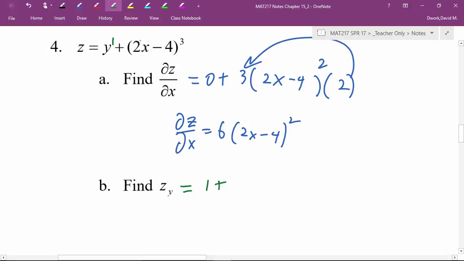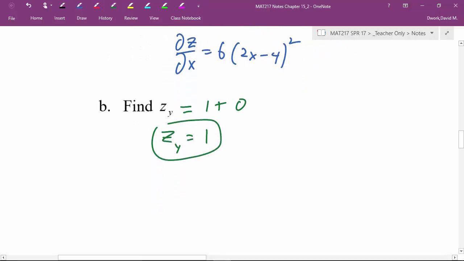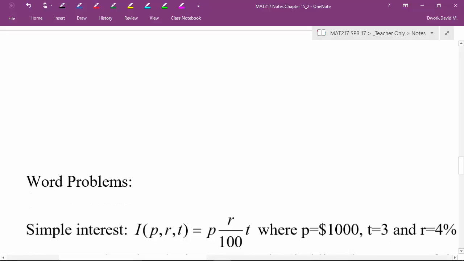Plus, now what's the derivative of (2x minus 4) to the third? Well, ask yourself, is there a variable there? No, because y is our variable and there's no y's. So this whole thing is just being multiplied by y to the 0, which makes the whole thing become 0. So the partial derivative of z with respect to y is 1. And there's your answer. Okay, so hopefully that was helpful.